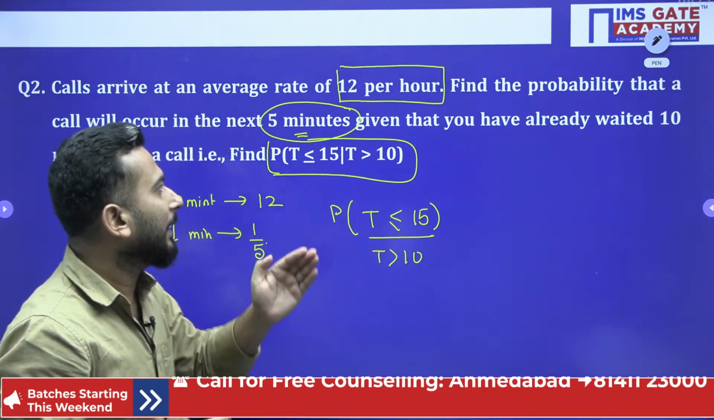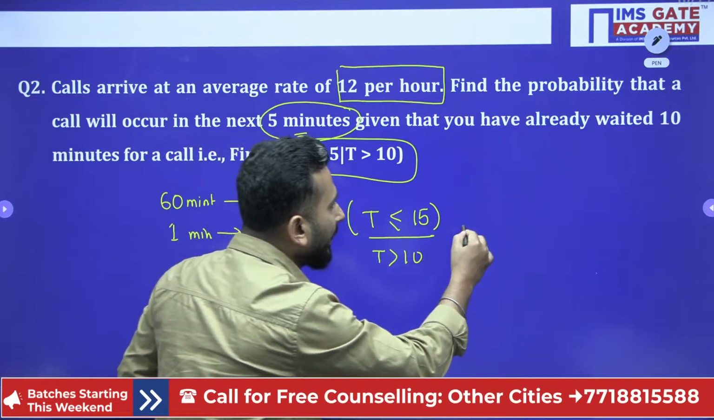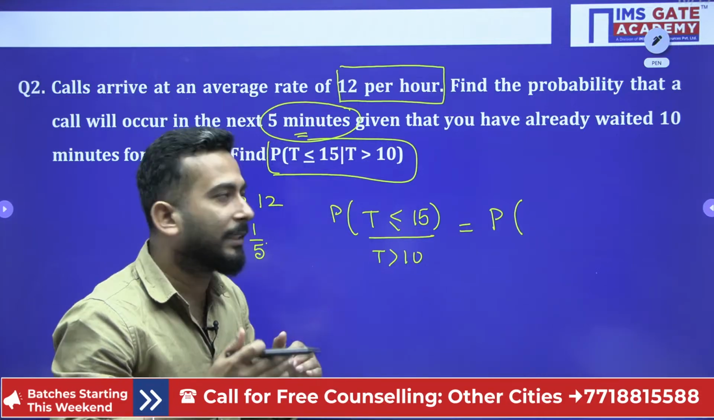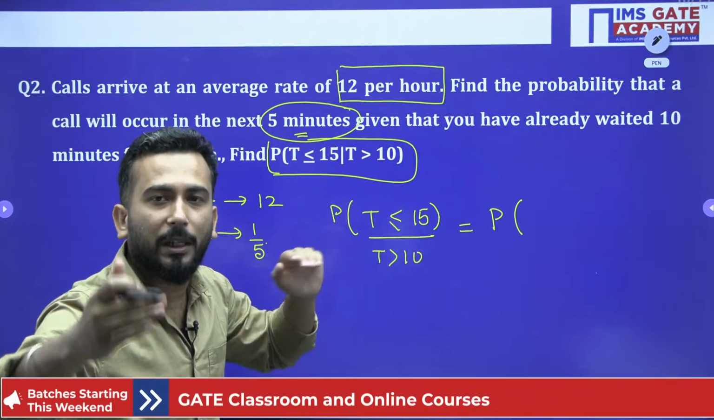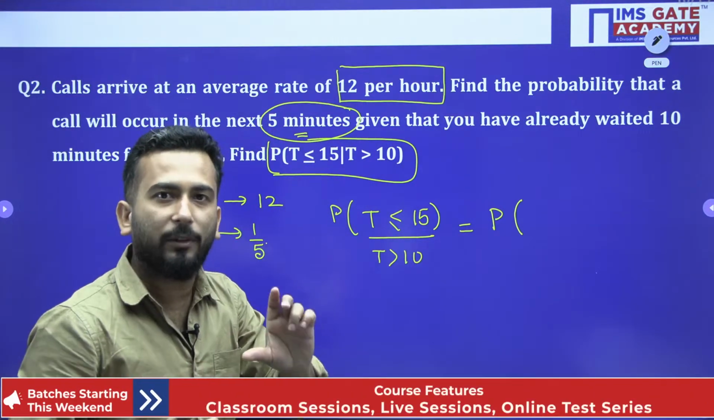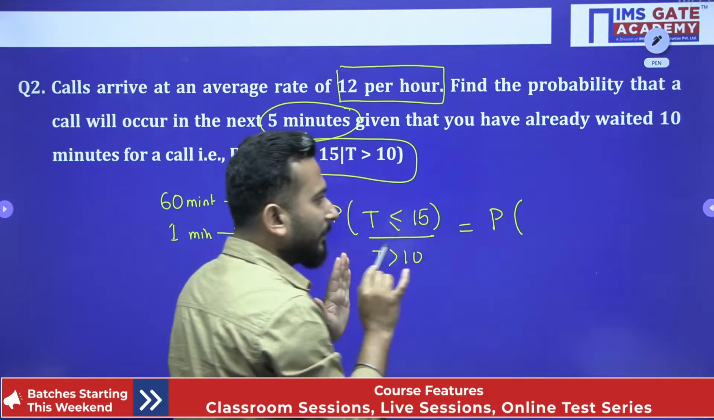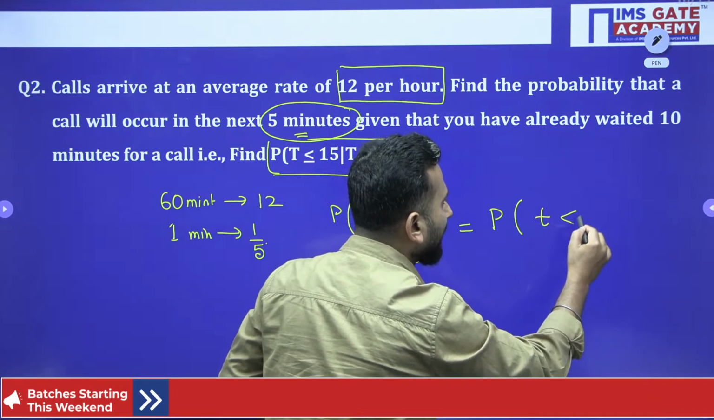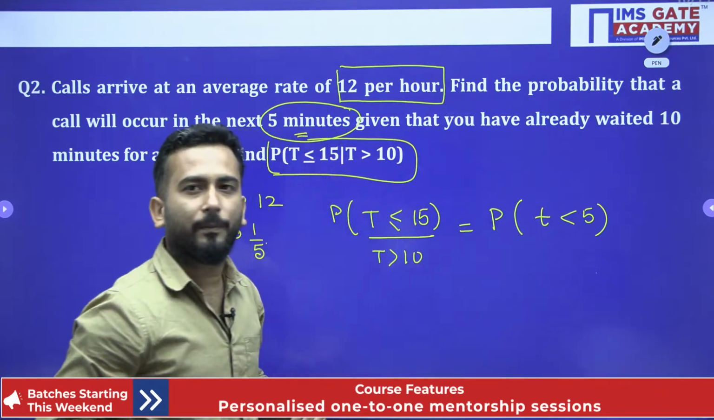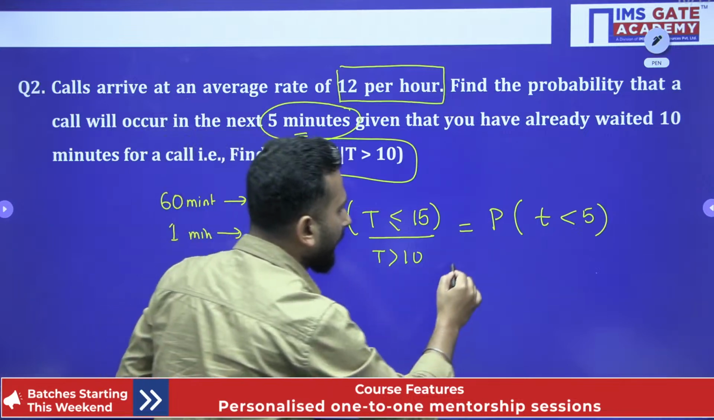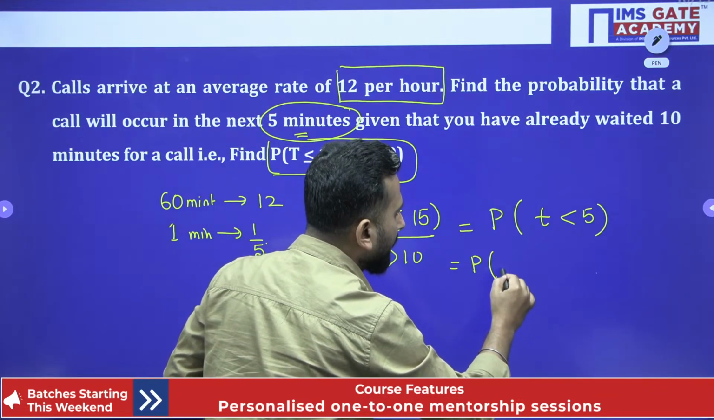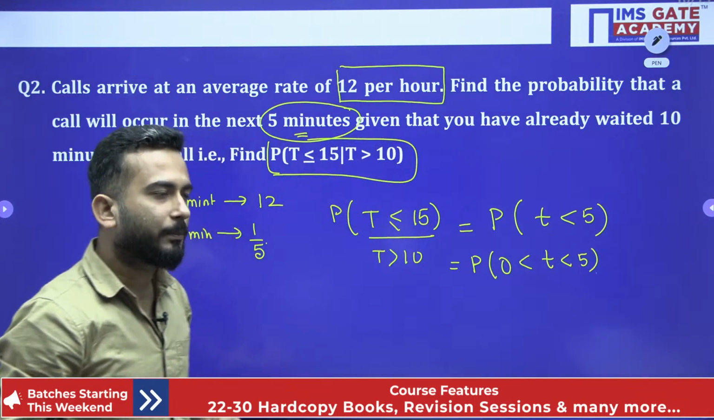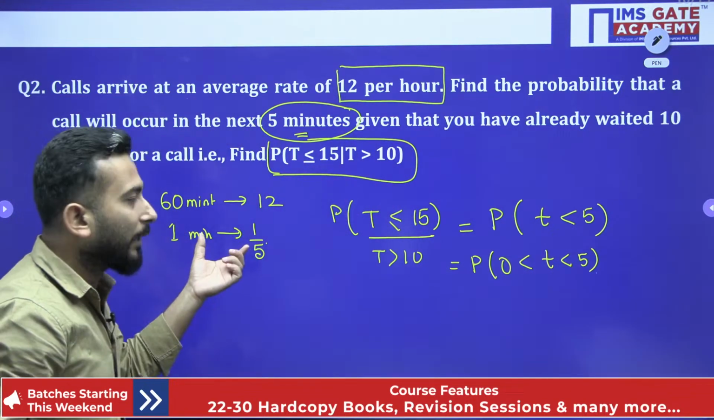It means that this thing can be written as, 10 minutes have already elapsed. And he is asking in the next 5 minutes. Meaning 15 minutes minus 10 minutes, 5 minutes. So he is in a simple language, he is trying to ask you t less than 5. It means he is asking you time is from 0 to 5. My dear friends, you have the lambda value.